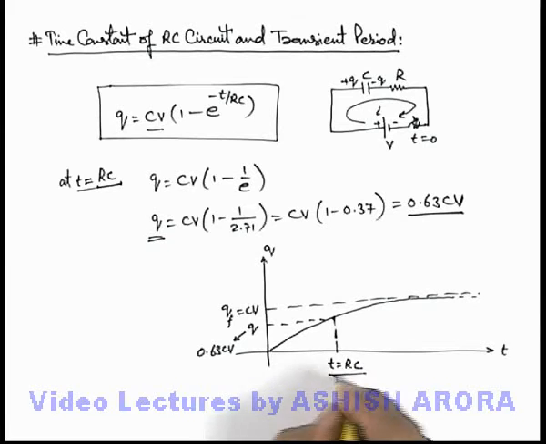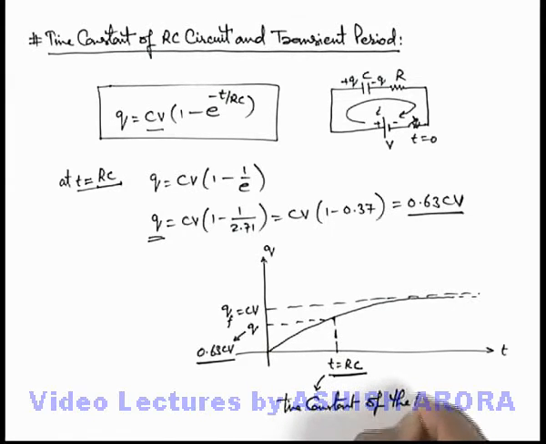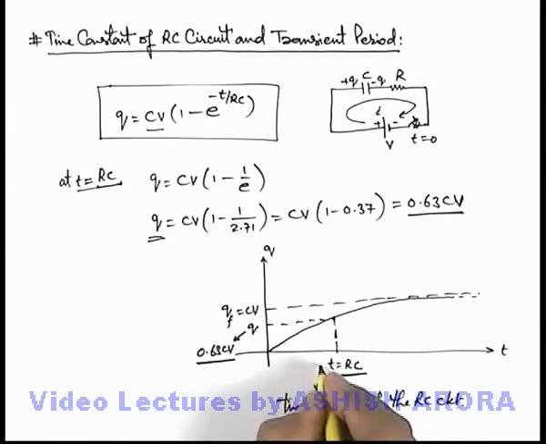This is a specific time which is also considered as a characteristic of a given RC circuit. The duration in which the capacitor gets charged up to 63% of the steady state value is termed the time constant of the RC circuit, and is denoted by the symbol tau, which is given as RC.